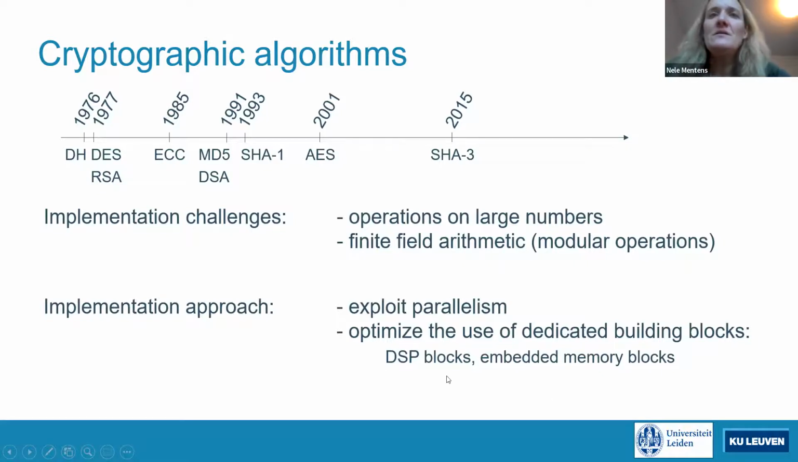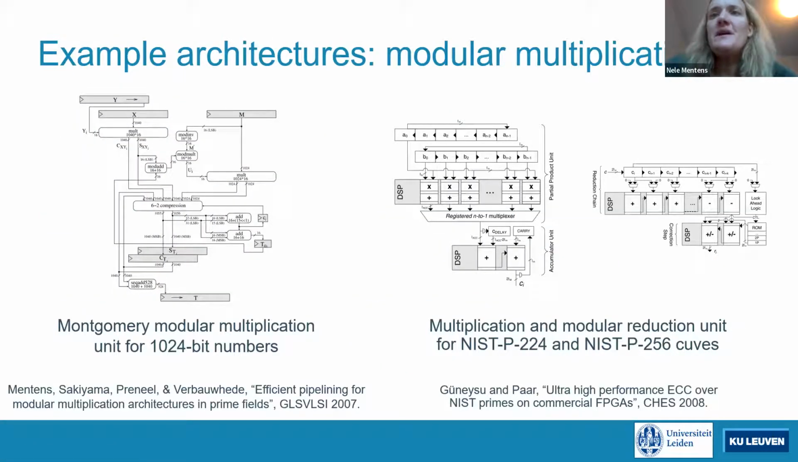Okay. So these DSP blocks on the FPGA that can, for example, do multiply-accumulate, can also be used for finite field arithmetic. And the embedded memory blocks, the block RAM, are of course also very useful to store intermediate results of computations. And then some example architectures of these traditional cryptographic algorithms where modular multiplication was important. For example, one algorithm that can very efficiently be used to do modular multiplication is the Montgomery algorithm.